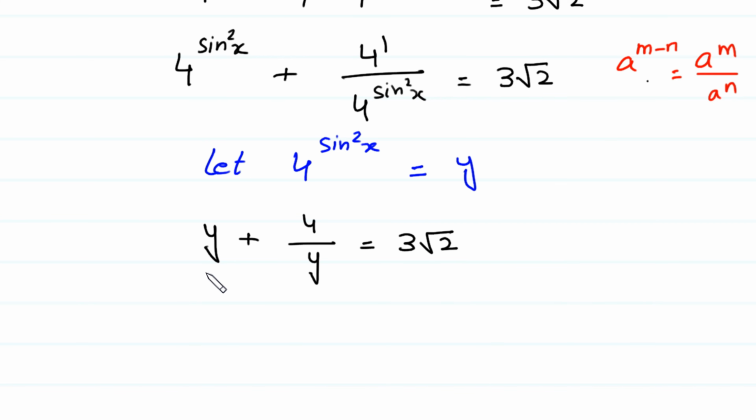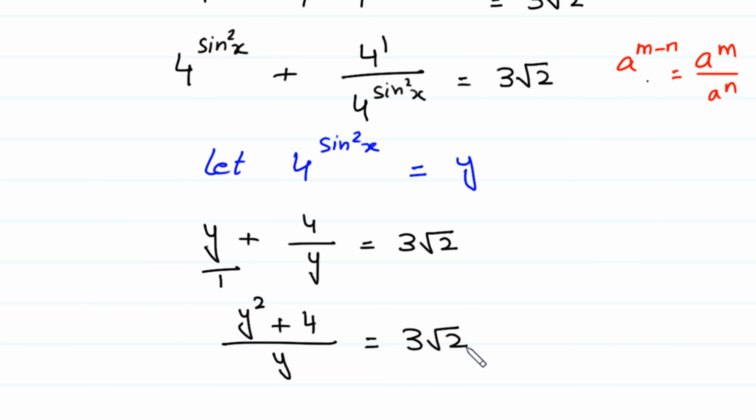Now we can take 1 as denominator of this y and we take LCM. LCM of 1 and y is y, and if we divide this y by this 1 we get y, and y times this y, y square. This plus comes here, and if we divide this y by this y we get 1, and 1 times this 4 is 4, is equal to 3 times square root of 2.